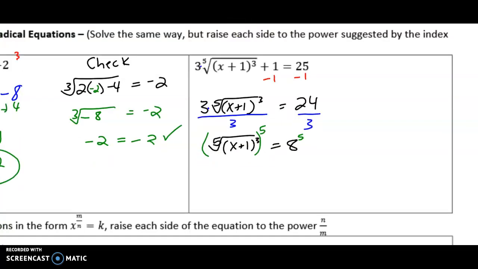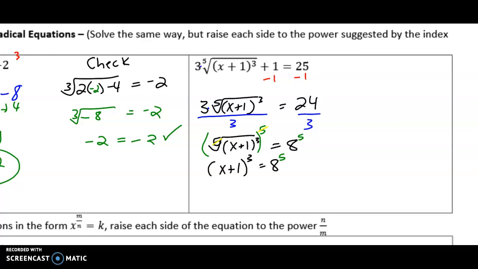But let's not evaluate 8 to the 5th yet, because we're going to find something that will be easier than taking 8 to the 5th power. So over here, if we take the 5th root and the 5th power, those are going to cancel. So we're just left with (x + 1) all to the 3rd power equals 8 to the 5th power.